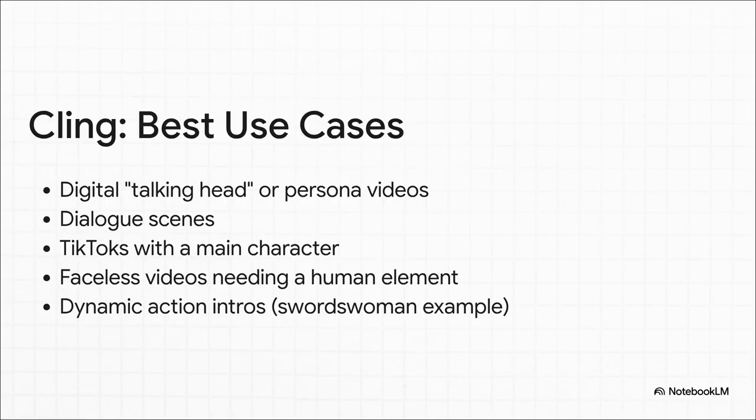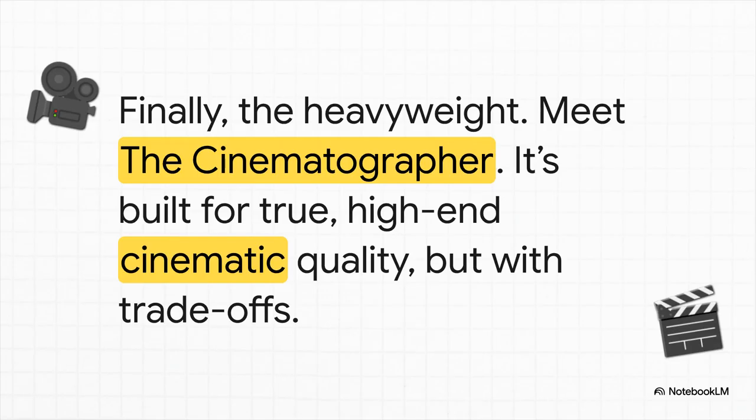So at the end of the day, you're using Kling when the performance of your character is everything. It's perfect for creating digital talking heads, animating dialogue scenes, or making those character-driven TikToks. Or even for really dynamic action intros, like that amazing shot of the swordswoman just fluidly taking out a drone in midair. And finally, we've arrived at the heavyweight champion, Veo, from Google.